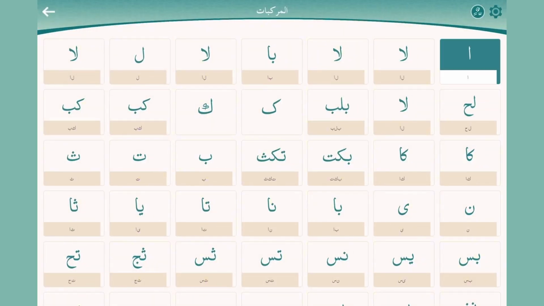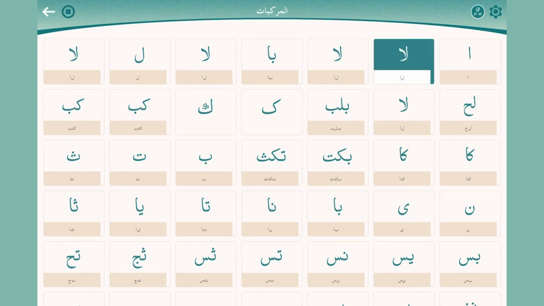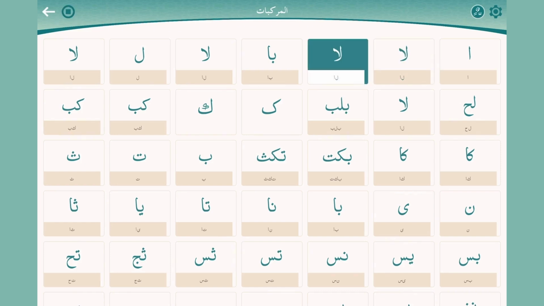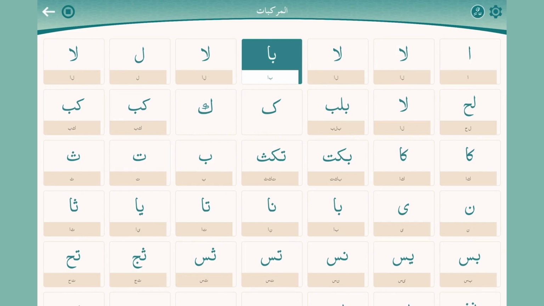Now, lesson 2, we have to get familiar with all these letters, that what letter is what. Now, this is Alif. Lam Alif. Now, these are two letters combined. Lam and Alif. Ba and Alif is exactly the same thing. But in the Quran, we read it as Ba. But we'll learn that a little later.